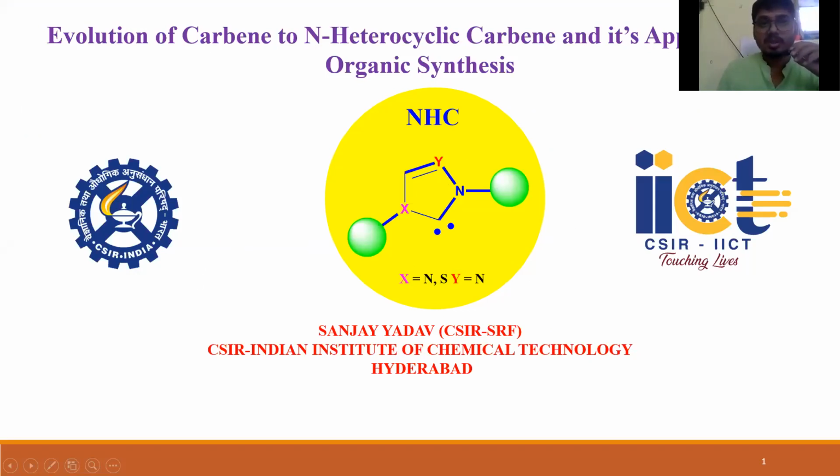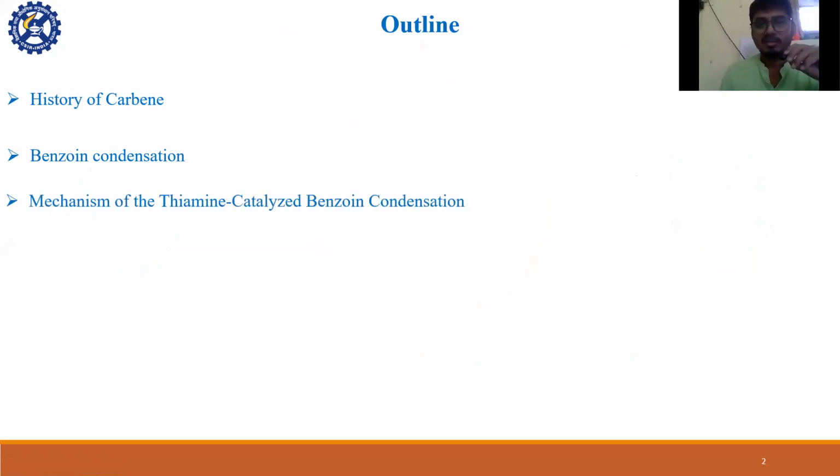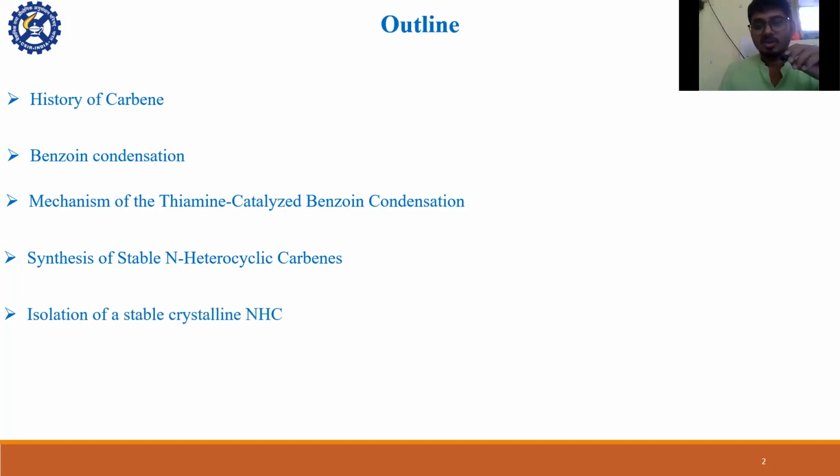Today's topic is evolution of carbene to N-Heterocyclic carbene and its applications in organic synthesis. Today's discussion outline: first, we will learn about the history of carbene, how carbene came into existence. Then we discuss the Benzoin condensation reaction, and later the mechanism of the Benzoin condensation reaction using thiamine catalyst. Then we discuss some syntheses of N-Heterocyclic carbenes, then isolation of NHC, and later some NHC catalyzed reactions.